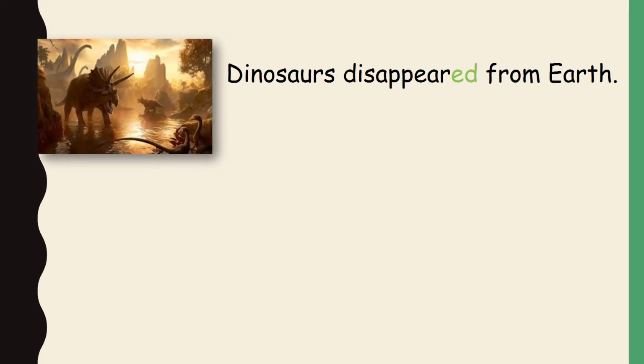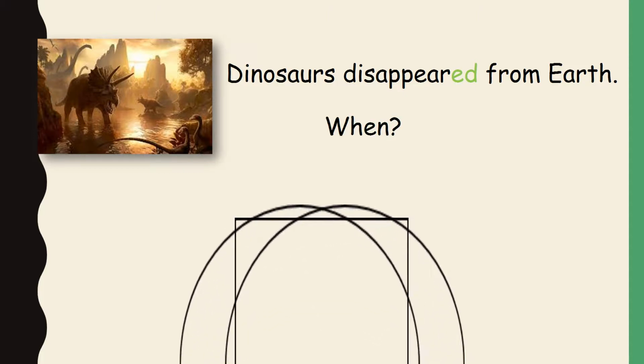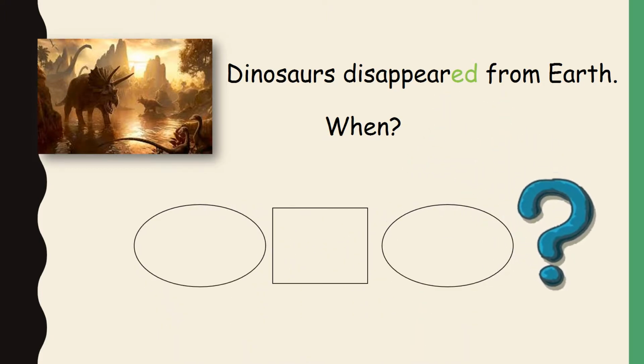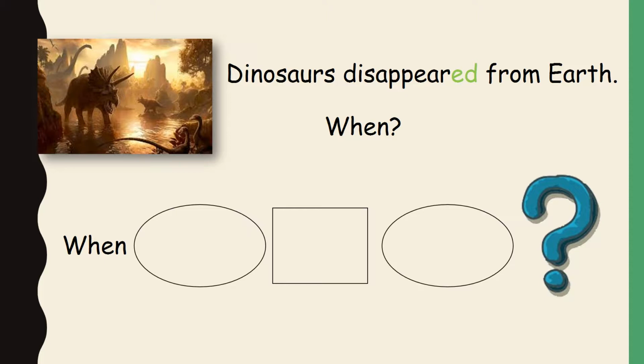Dinosaurs disappeared from Earth. Suppose that you want to ask when. You know that to form a question, you need this structure. You put when at the beginning. Dinosaurs could be referred to as they. And then you have the verb. So, you put they in the middle and the verb at the end.